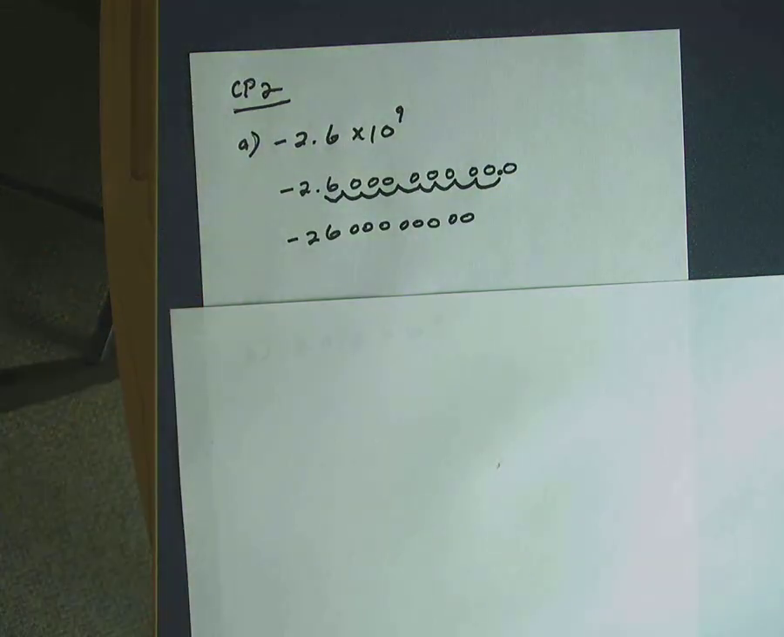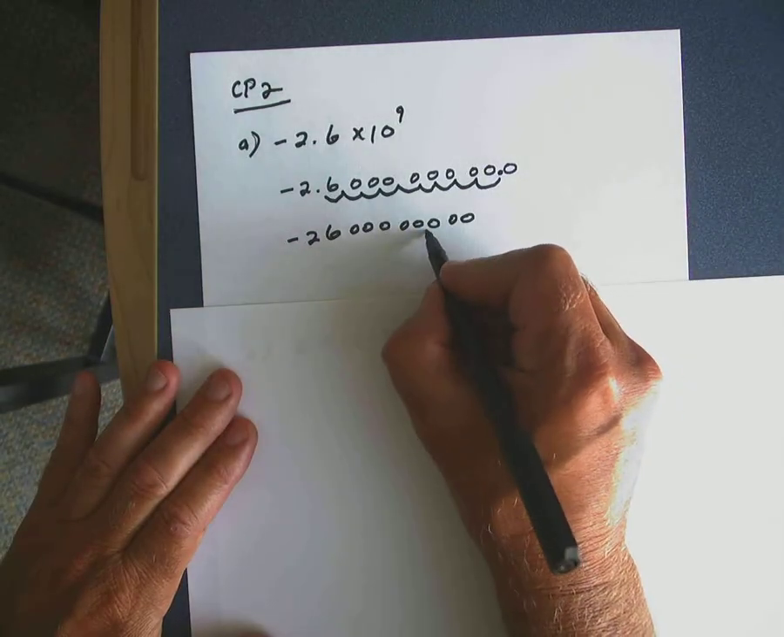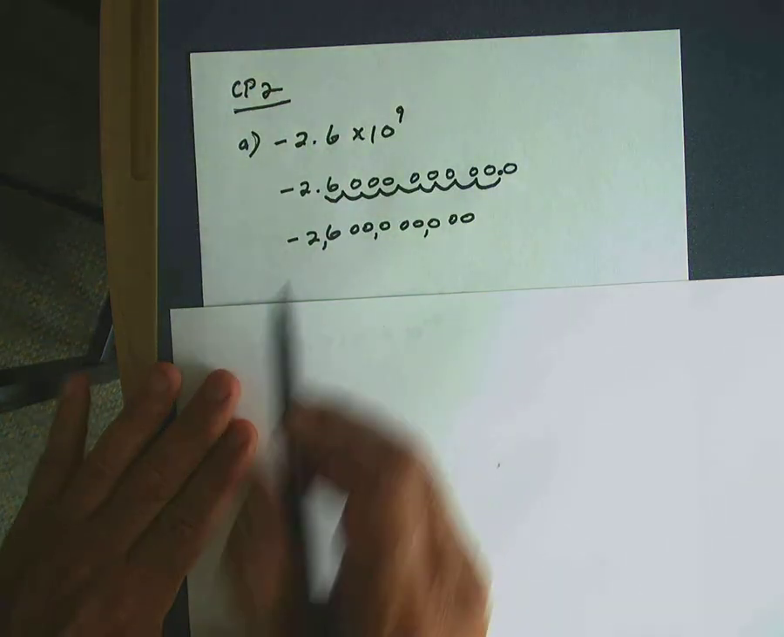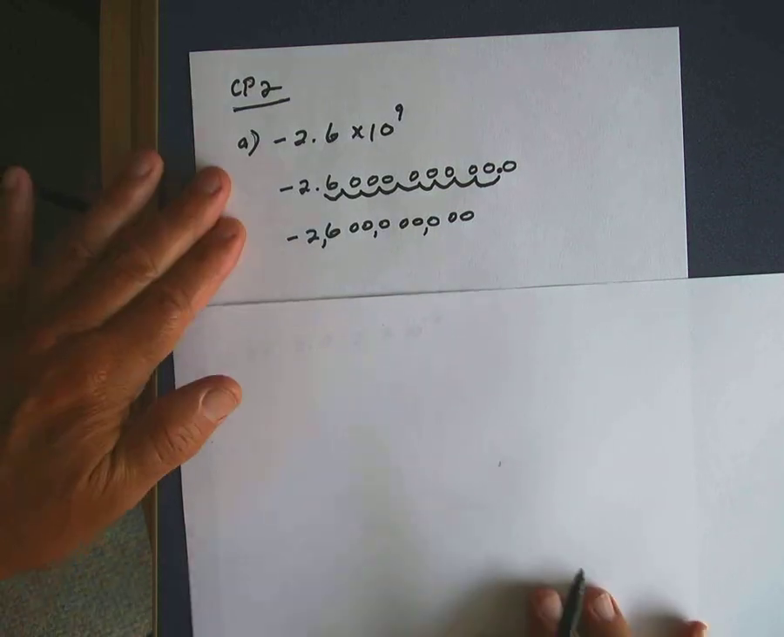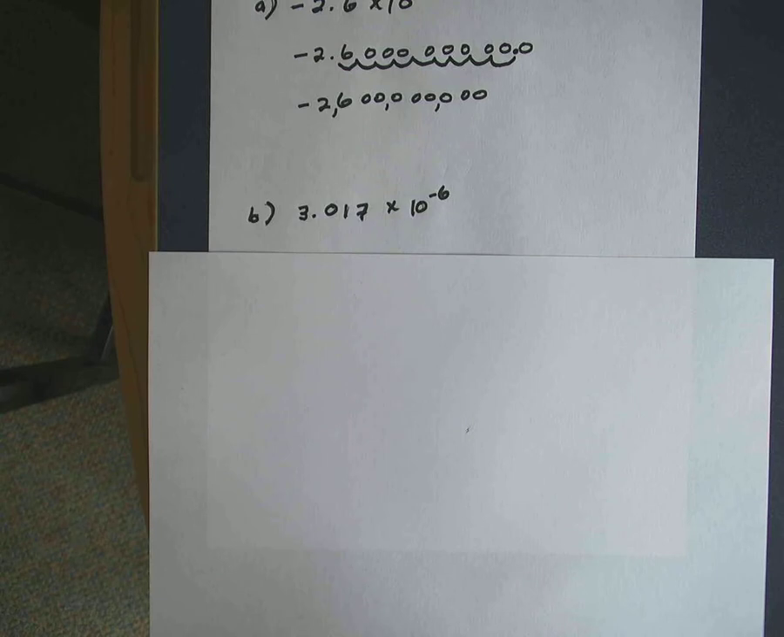Then once you write all your digits in, to make it more readable, you should go back and put commas in. So I would add a comma, 1, 2, 3 here, comma there, and a comma there, and you end up with negative 2,600,000,000.